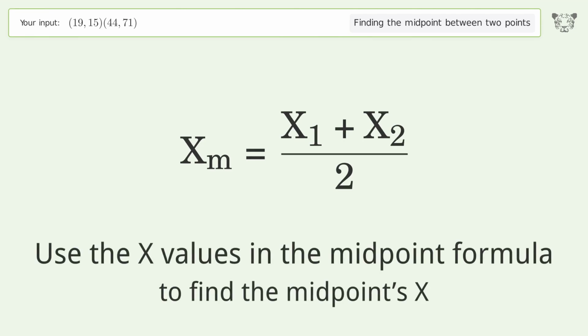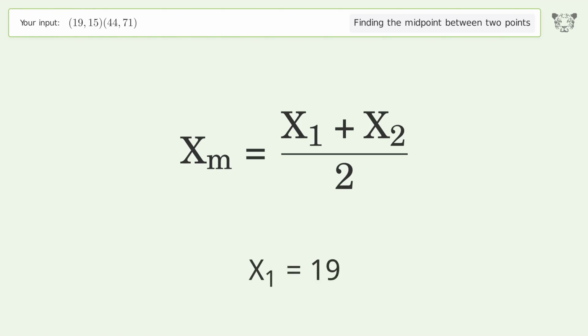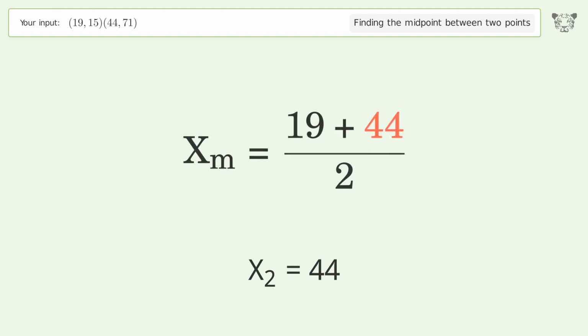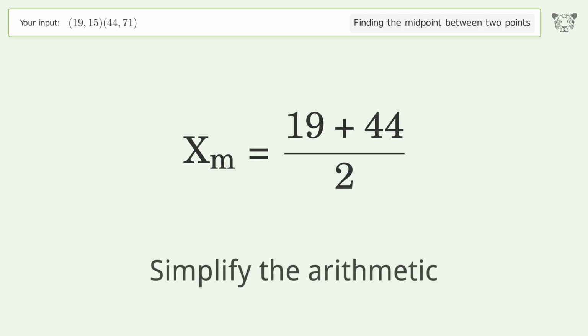Use the x values in the midpoint formula to find the midpoint's x. x1 equals 19. x2 equals 44. Simplify the arithmetic.